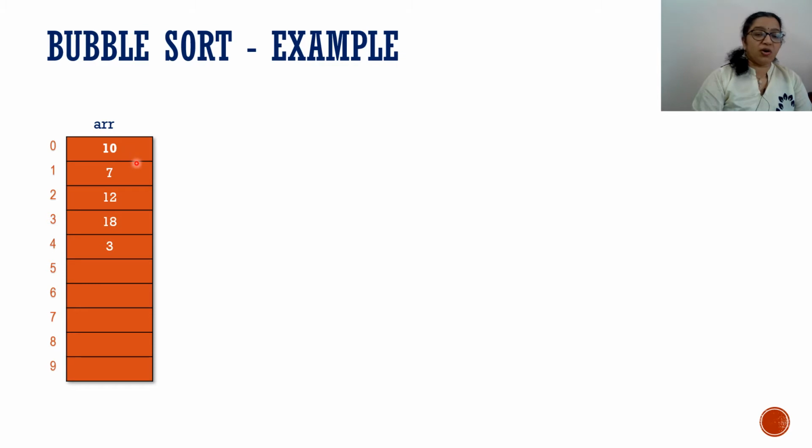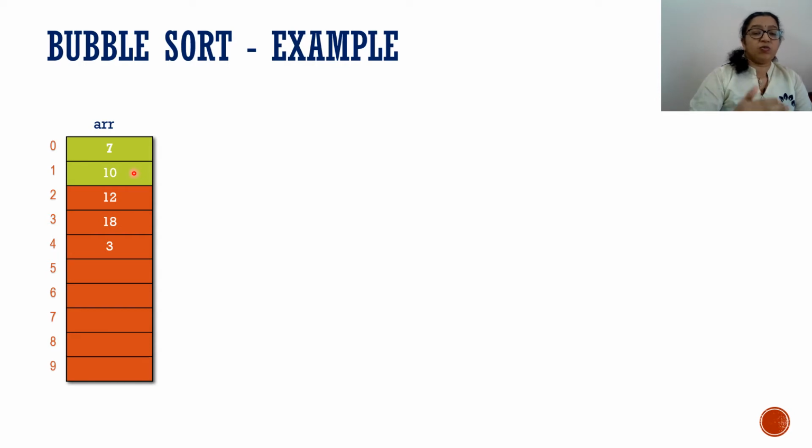So it is not in order. So 7 we want to move to the 0th position and 10 we want to move to the first position. If it is not in order, we want to swap it. So swapping means what? We want to exchange the values. Okay. 7 we want to move to the 0th position and 10 we want to move to the first position. So now the first adjacent cells comparison is over.